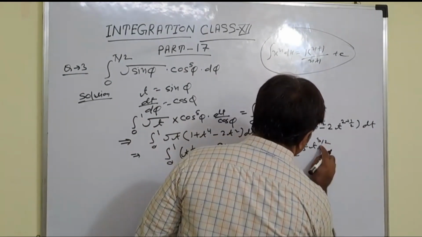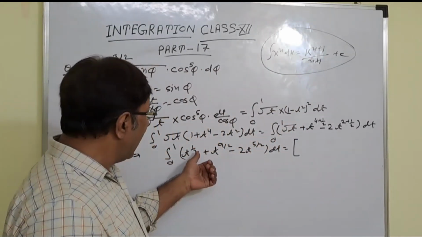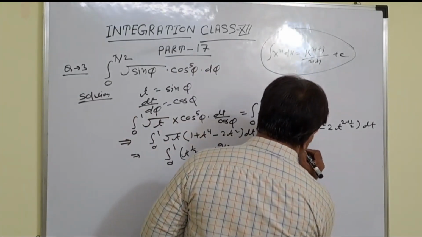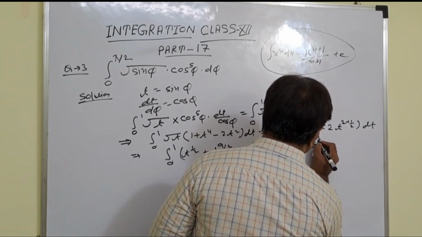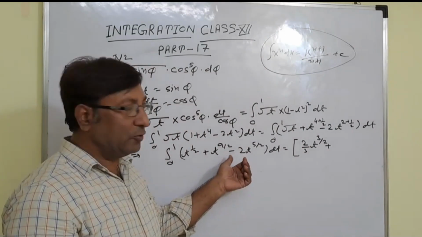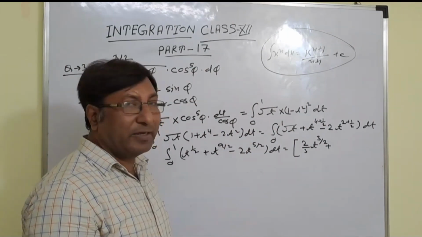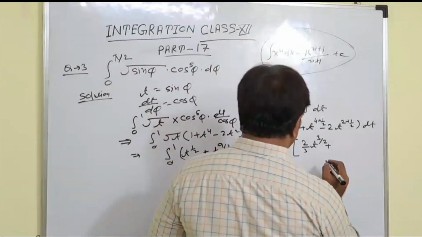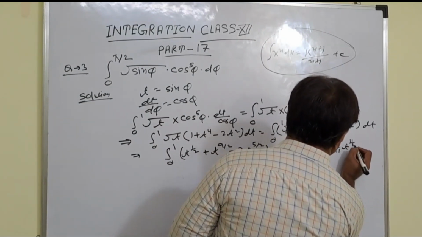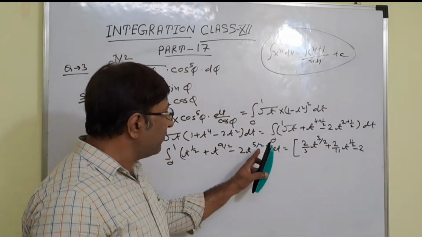So here t power half, half plus 1, 3 by 2. So 3 by 2 becomes 2 by 3 and t power is 3 by 2. Again plus, here t power 9 by 2. So again the formula is same, 9 by 2 plus 1. So 9 by 2 plus 1 was 11 by 2. So we will get 2 upon 11 and t to the power 11 by 2. Again this is minus, right? And this is minus 2 t power 5 by 2.